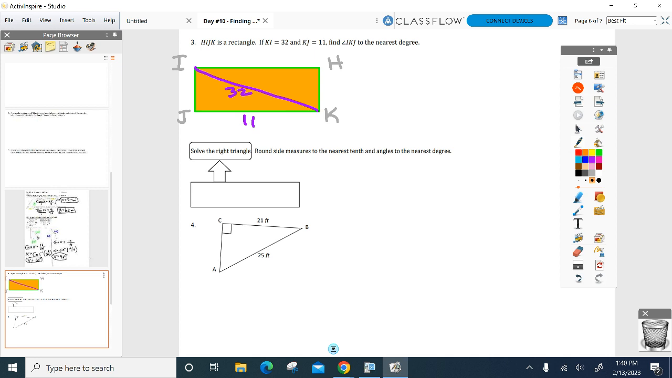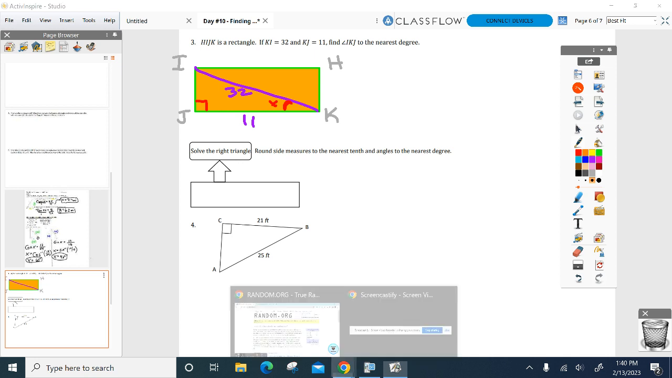Find angle IKJ. I'm going to make this tough on you. Whoa, whoa. Why are we doing sine, cosine, tangent all of a sudden? I thought you needed a right triangle to do that. It is? Yeah. How do you know that? Because all angles in a rectangle are right angles. You know your properties of a rectangle, which is all angles are right angles. Now I have a right triangle.